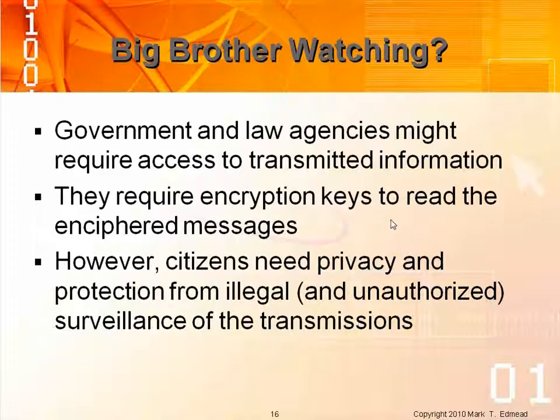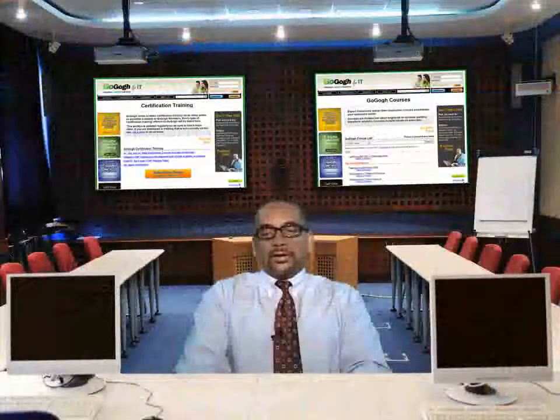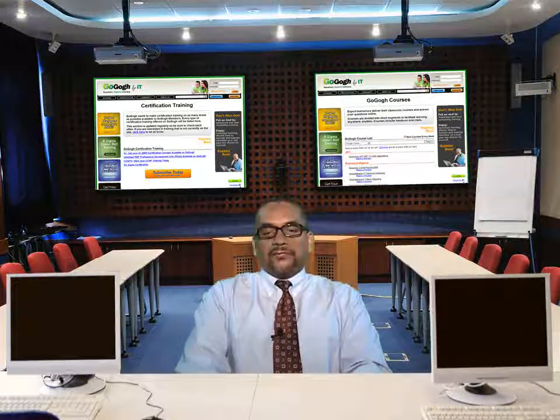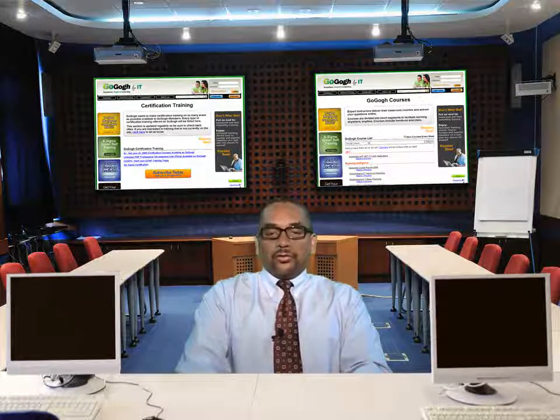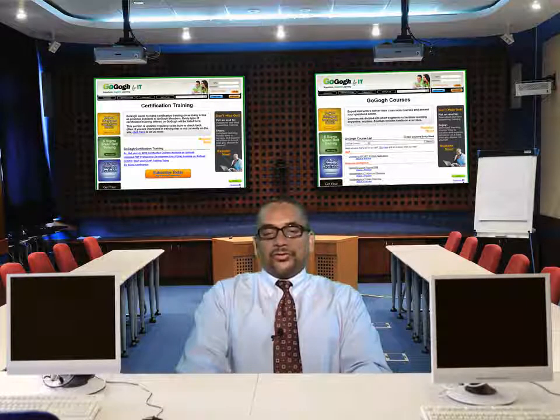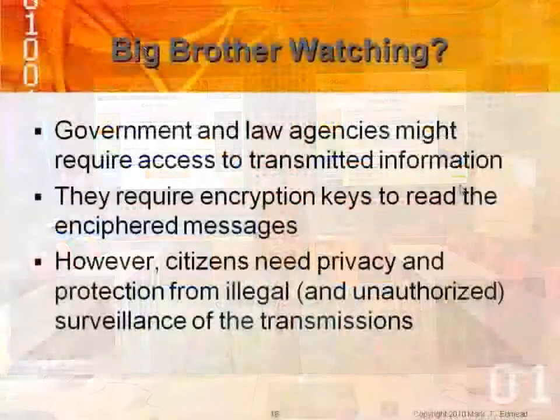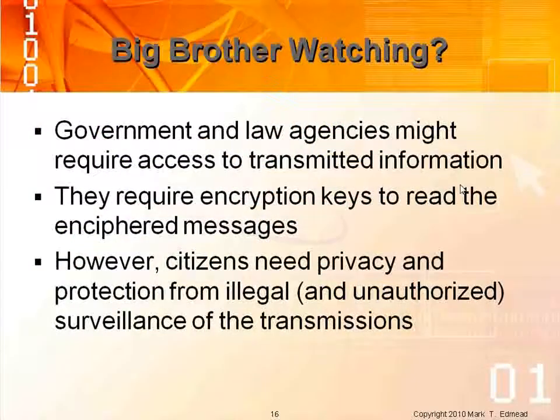However, citizens need privacy and protection from illegal and unauthorized surveillance. This is the big problem that's happening in China now, where they're restricting the ability for the Chinese to use websites like Google because of potential issues of data going outside. They also restrict things like instant messaging because they want to keep control of the transmitted information outside the United States.